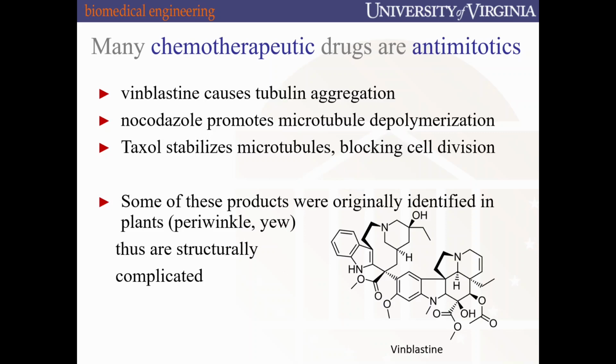Many of these products were originally identified in plants, such as the periwinkle flower and the yew tree. Natural products like this are generally larger and more structurally complicated than compounds we can synthesize in lab. For the most part, Mother Nature is still a better chemist than we are.